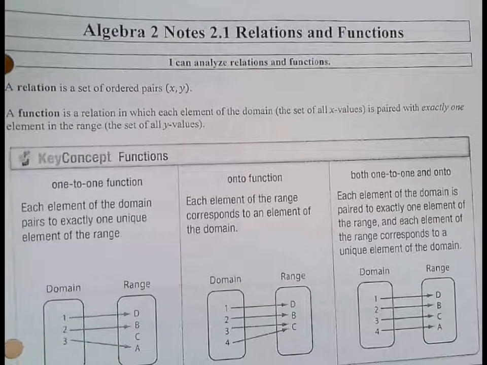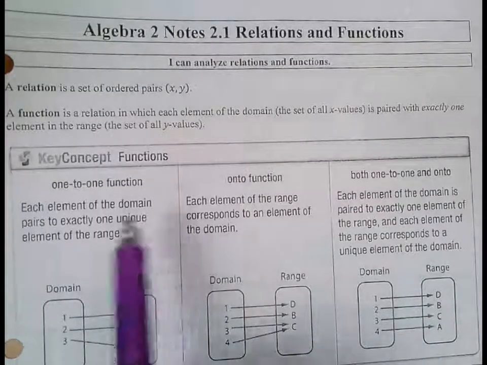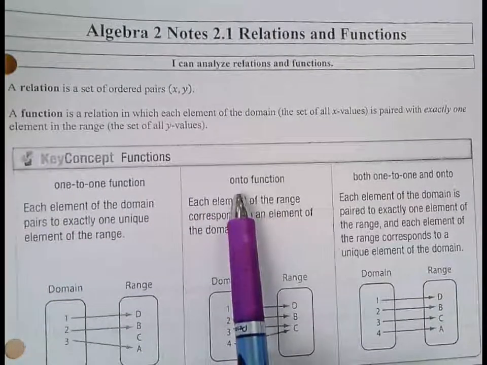We are starting chapter 2 today, and chapter 2 is specifically on linear relations and functions, but this first section just reviews in general what a relation is and then what a function is. So today you want to be able to say that you can analyze relations and functions, and what that means is find the domain and range of a relation and a function, determine if a relation is a function, and then specifically with functions, determine if they're one-to-one functions or onto functions.